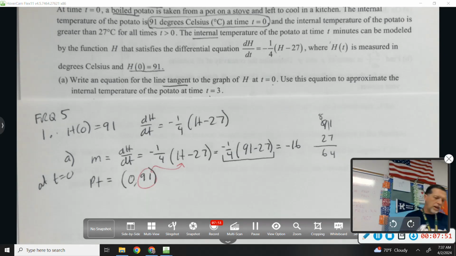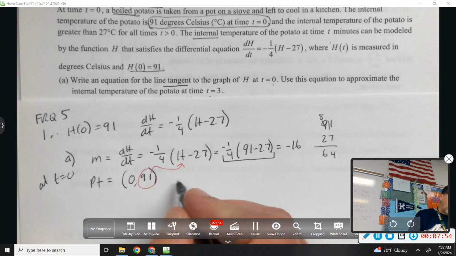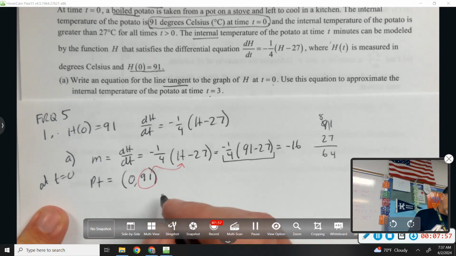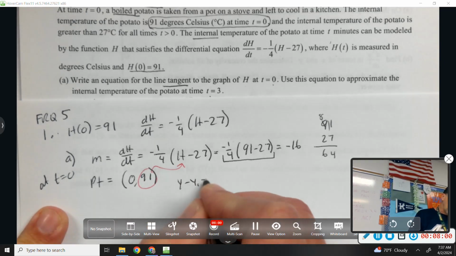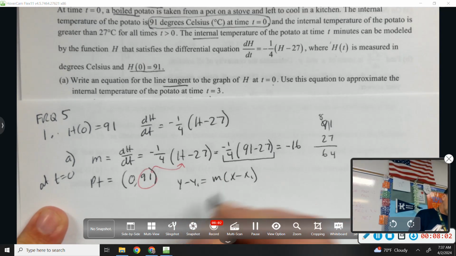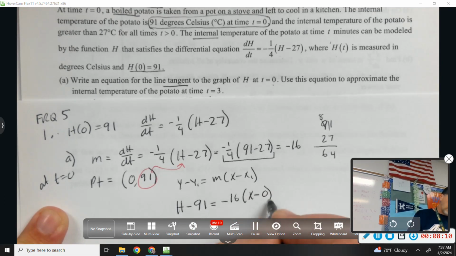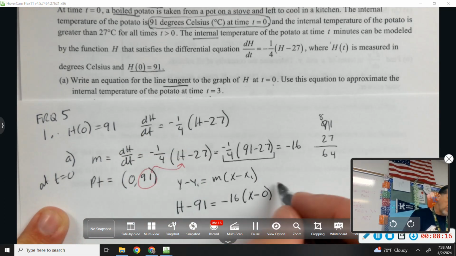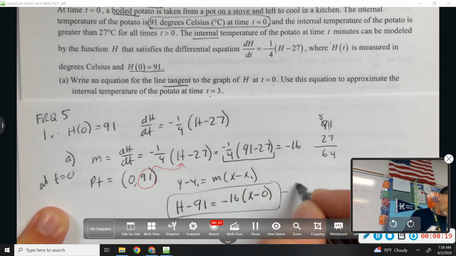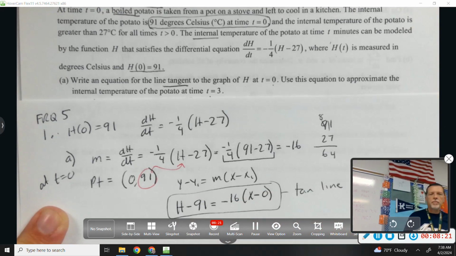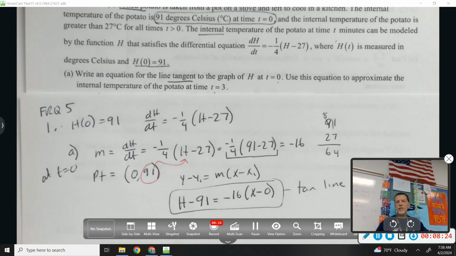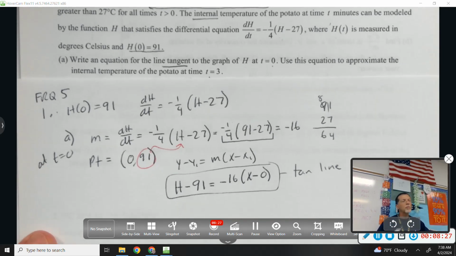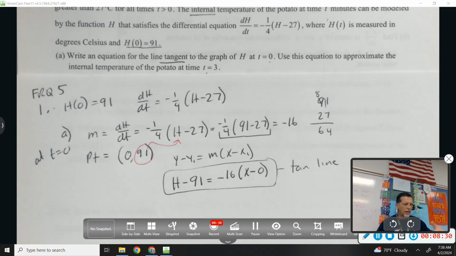My point is (0, 91). So let's be careful. I'm not really doing y and x. I need to be doing h and t. So normally it's y minus y1 equals m times x minus x1. But we're in h's, so h minus 91 equals negative 16 times (t minus 0). Write an equation for the tangent line. So there's my tangent line equation. Now you don't have to box it and you don't have to label it, but that's almost more for me than it is for the grader. I found the first part, that's what it is.